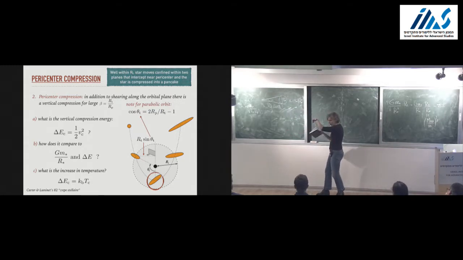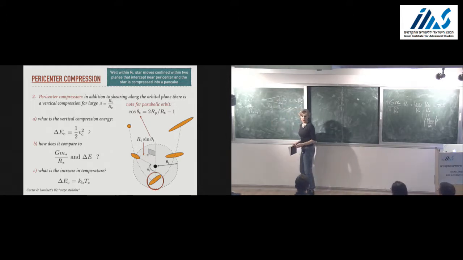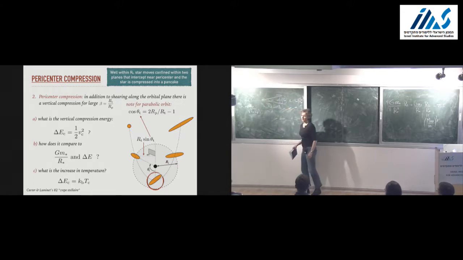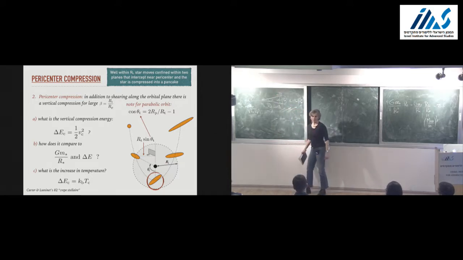So what is the component of the velocity that I want? The star is going in this direction towards pericenter. This is alpha. This is the velocity. Which component is going down and compresses the star? Sine alpha.